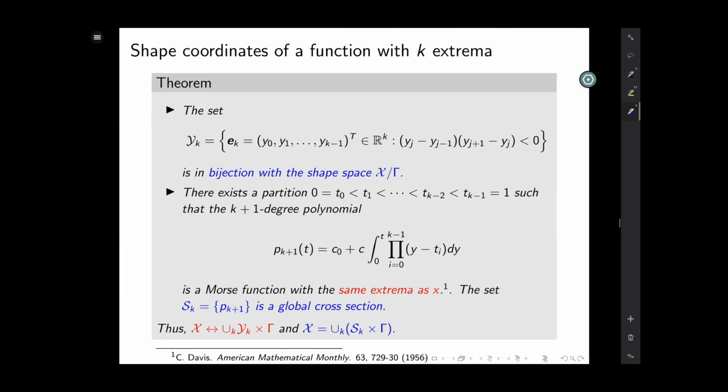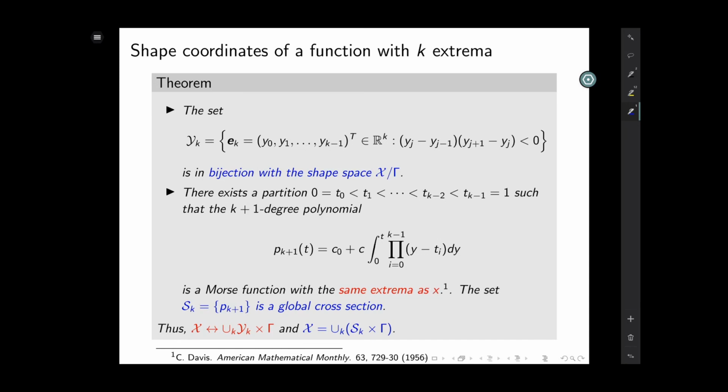But the second result says, okay, this is one way of giving coordinates to the shape space, that is using the set Y_k. The other way, if you remember from the multivariate setting, was to identify a subset of X itself, which cuts across each orbit at one point. That amounts to saying from each orbit, I need to be able to extract a function which has the same extrema. So it's possible to show that you can find a k+1 degree polynomial which has exactly the same extrema as x. So the orbit of x is completely indexed by the extrema.